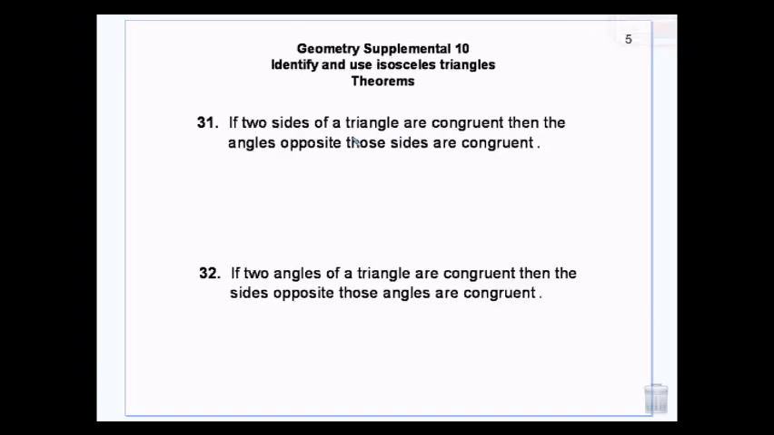There's a theorem that says if two sides of a triangle are congruent, then the angles opposite those sides are congruent. So if I draw any triangle, I'm going to draw it in a different space. So if these two legs are congruent, then the angles opposite those legs will also be congruent.